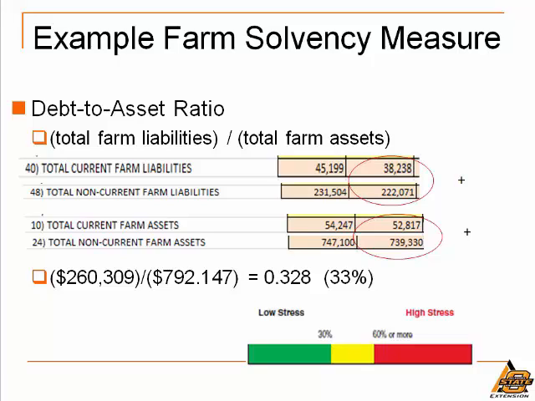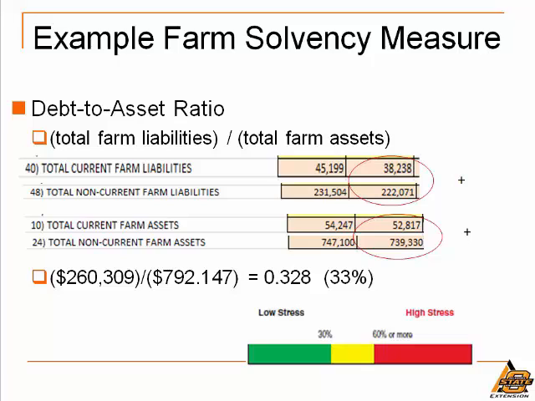Here again, I've used end-of-year values for illustrative purposes. Recall that some analysts like to use the average of the beginning and ending year values. The important point is to be consistent in how you calculate the measures. The screen capture illustrations reveal exactly where the values come from based on the case farm balance sheet. In this example, the result is a debt-to-asset ratio of 0.328, or about 33%.